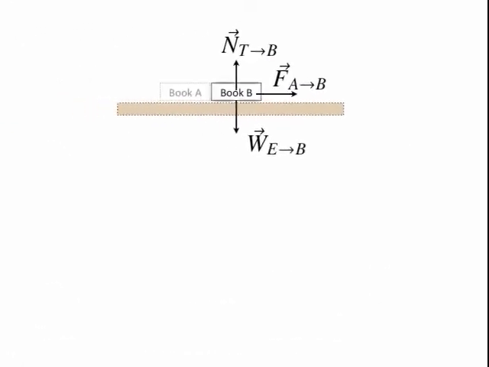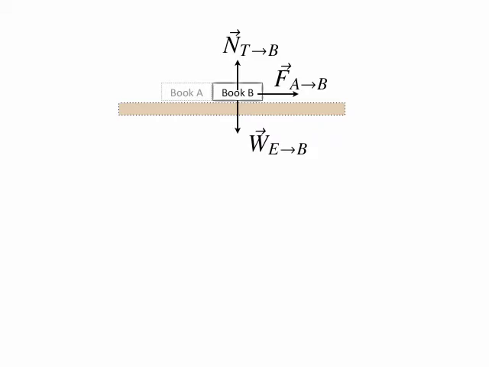Okay, let's look at book B. Remember, with book B there were three forces acting. Again, we're going to write out Newton's second law in vector form. The force of book A on book B, the force of the Earth acting on book B, and the force of the table acting on book B, all added together, is equal to the mass of book B times the acceleration of book B.